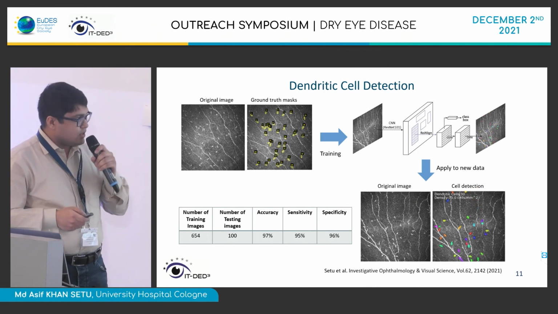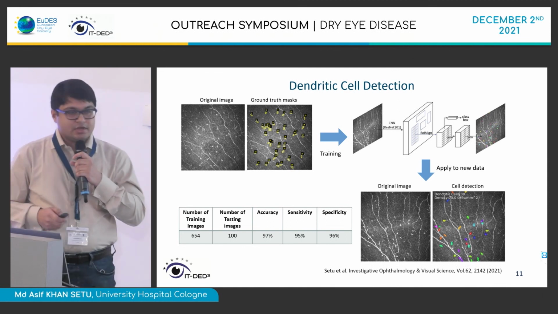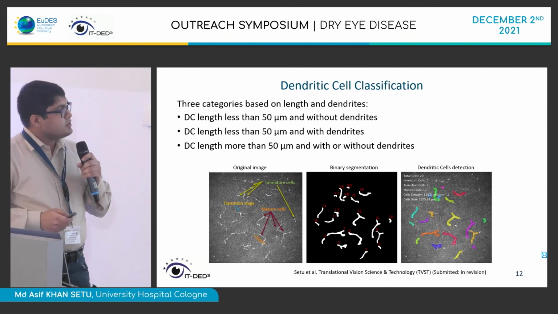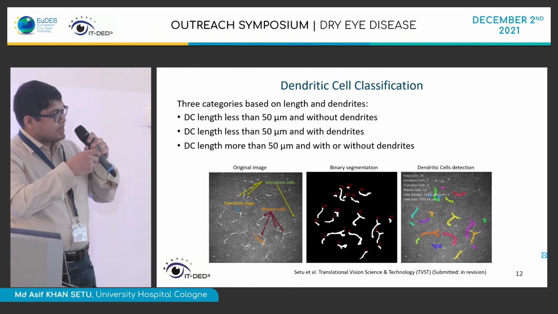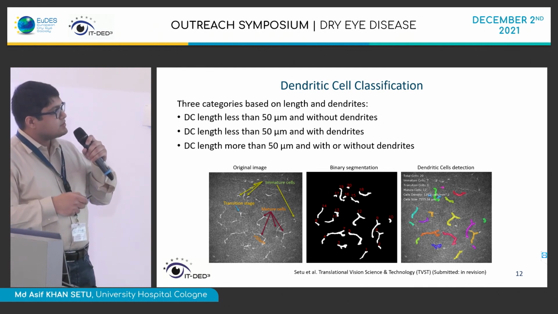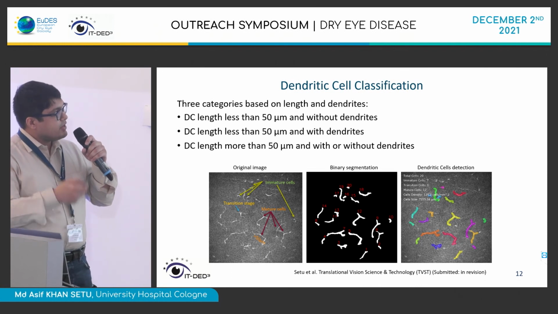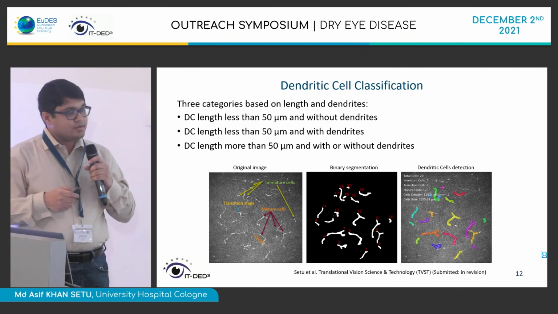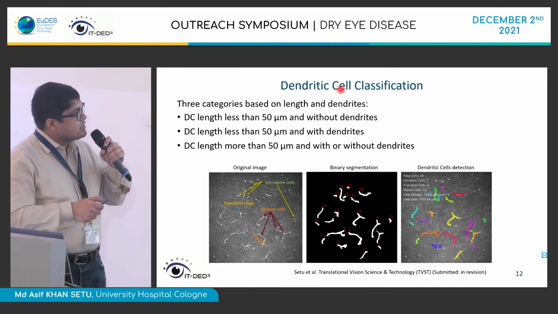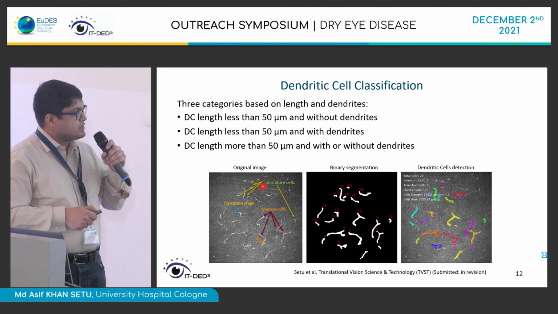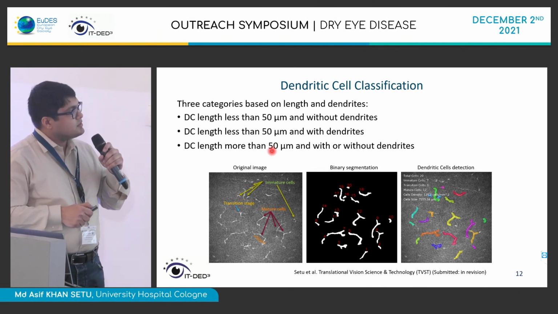Same as the previous two, Meibomian glands and corneal nerves, we further classify the dendritic cells. We try to categorize the dendritic cells into three categories, like immature cells, transition stage cells, and mature cells. The classification is based on the length and the dendrites.